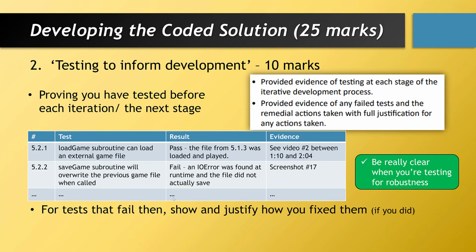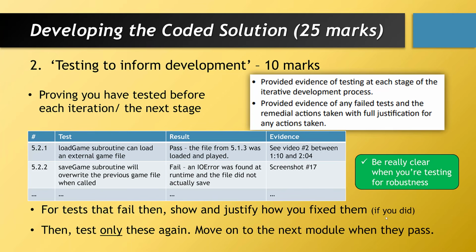Now, as I've said, if you fail a test, show what you've done and justify how you fixed it. You might find certain tests you can't fix. Be honest about it. That's better than just glossing over it. Now, when you fixed an issue, test only that again. Don't test everything again, because that's going to be 1,000 pages of repetitive tables. Try and streamline it to just the stuff you need to be looking at.